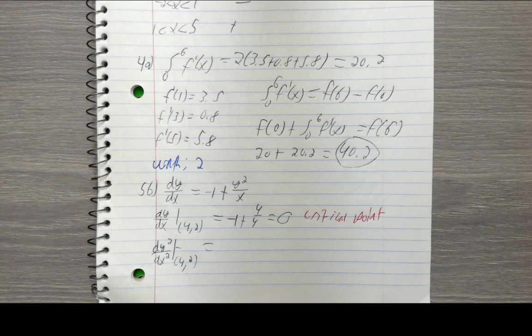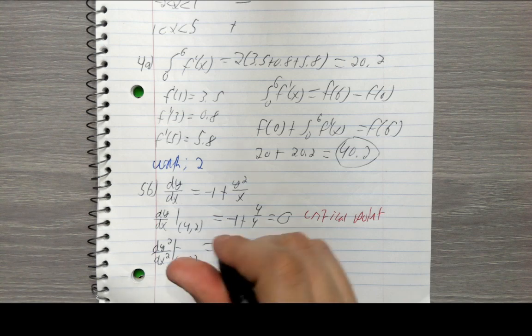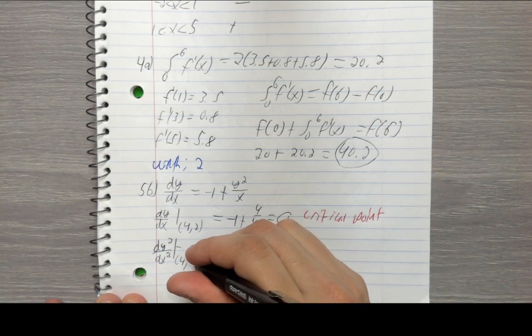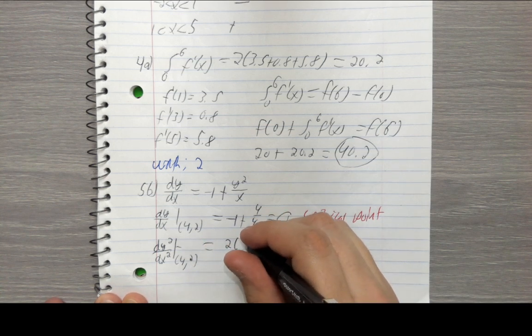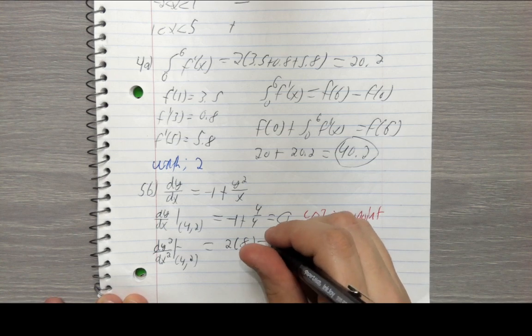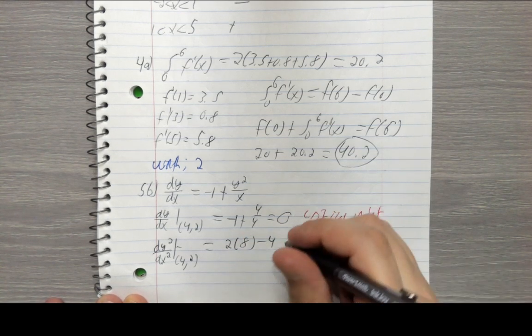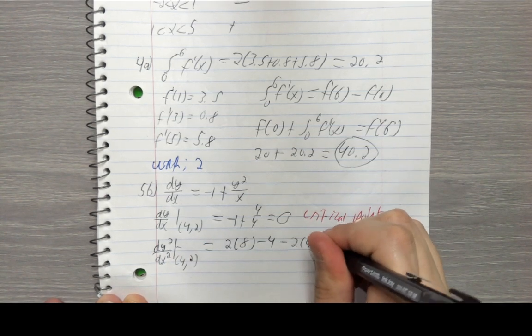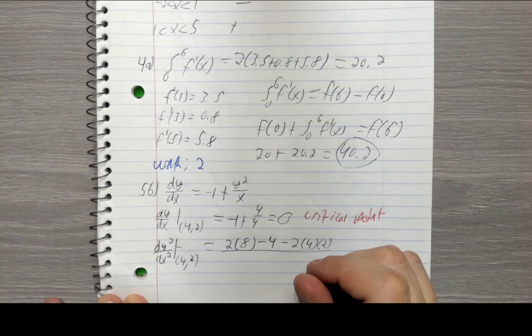Okay, so you get 2 times y cubed, which means 2 times 2 cubed, which is 8. And then minus y squared, which is 4, 2 times 2 is 4. And minus 2 times 4 times 2. Should write it like that. Divided by x squared, so divided by 16.